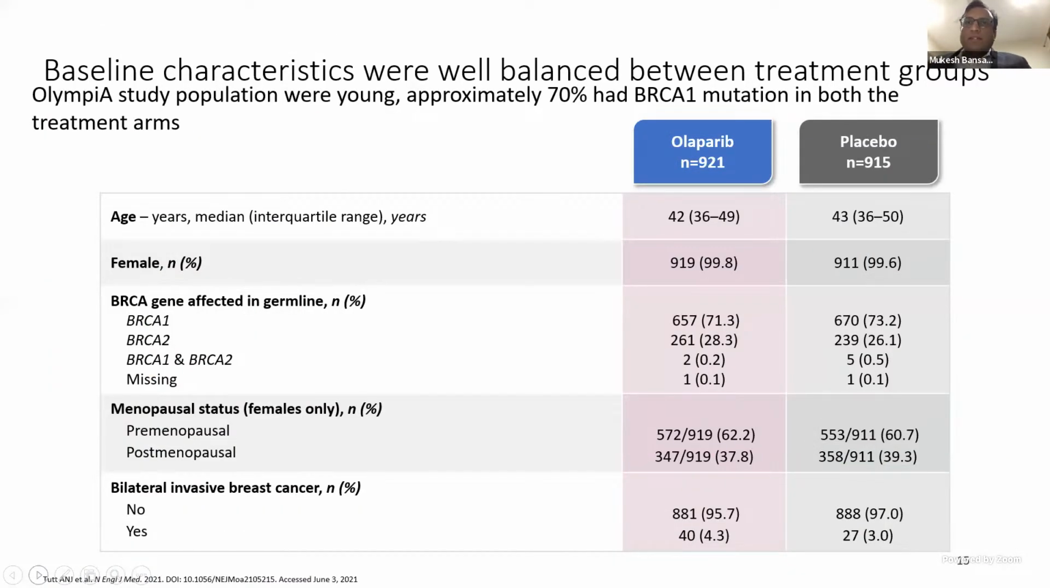So baseline characteristics were well balanced in both groups, olaparib and placebo. Median age was 42 and 43 years. 99% of the patients were female. BRCA1 and BRCA2 mutations were present in 71 and 28% of the patients. Both premenopausal and postmenopausal patients were there. Bilateral breast cancer was present in around 4 to 5% of the patients. Next slide.